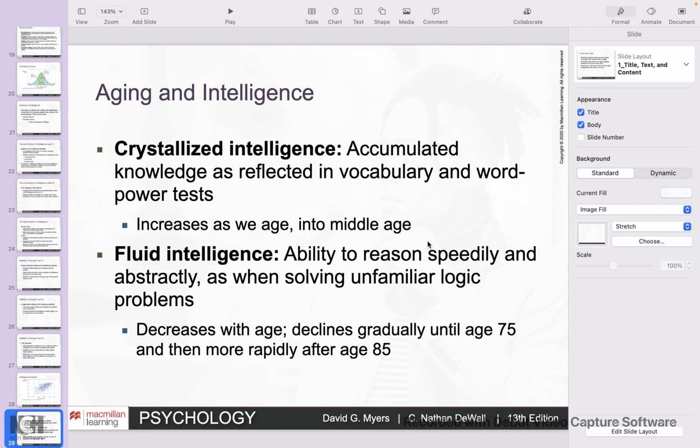So it gradually declines until about age 75, and then it more rapidly declines after age 85. So again, we actually hold on to the accumulated knowledge that's reflected in our vocabulary and word power ability well into later years of our lives. But our fluid intelligence is really where the problem is as we age. And again, that's our ability to reason in a speedy fashion and to think abstractly.